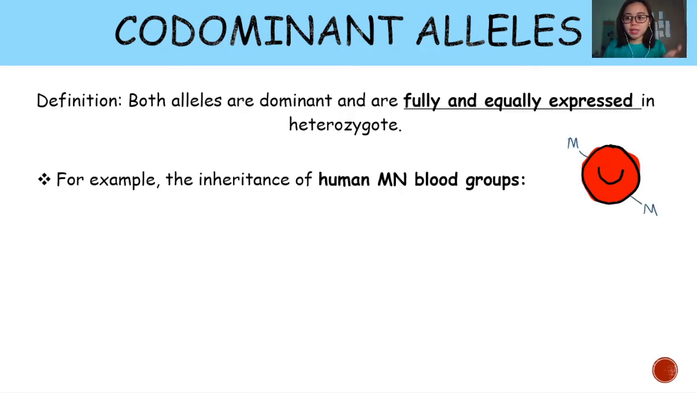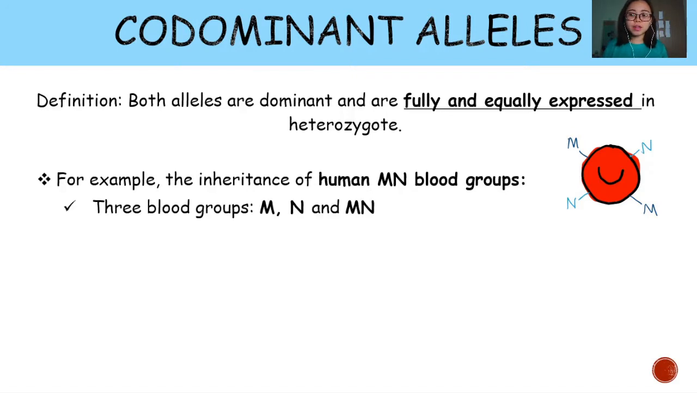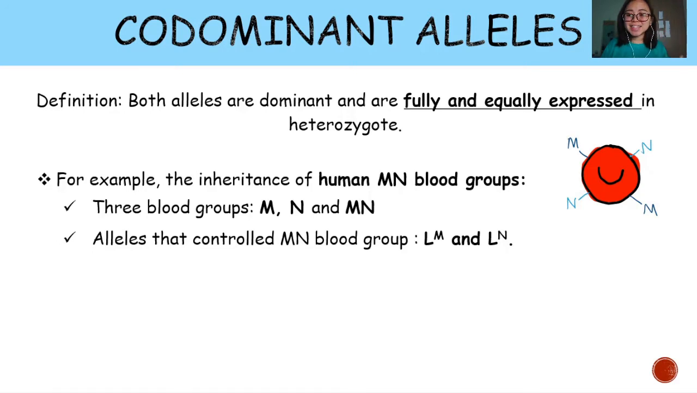Okay, and in this example, you can have M on the surface of your red blood cell, or you can also have N on the surface of your red blood cell, or sometimes both. Okay, so there are three blood groups according to this category, which is blood group M, blood group N, blood group MN. Okay, the alleles that control the MN blood group is L, M.